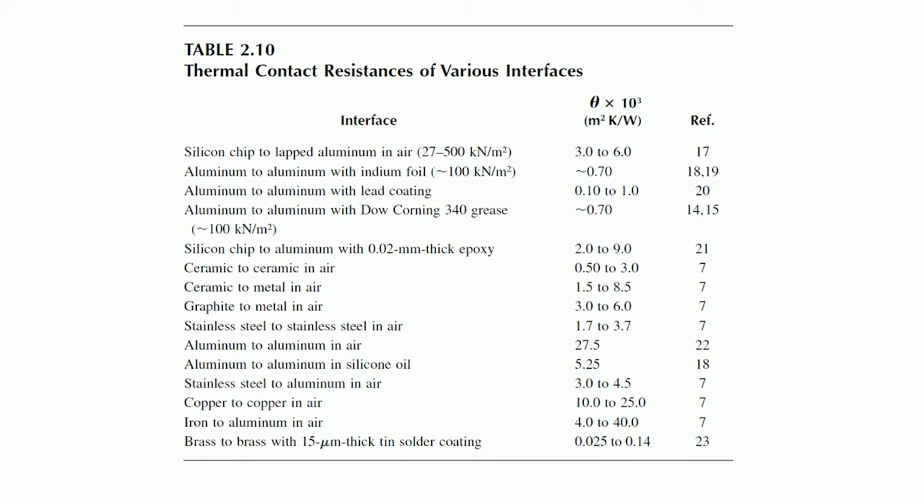Measured values of contact resistance of various interfaces have been put here. You have seen this, the last one seemed to be most favorable: brass to brass with 15 micron tin solder coating. The units are meter square degree Kelvin per watt, for the total area that is in contact. See, this is very small, it is a very encouraging thing.